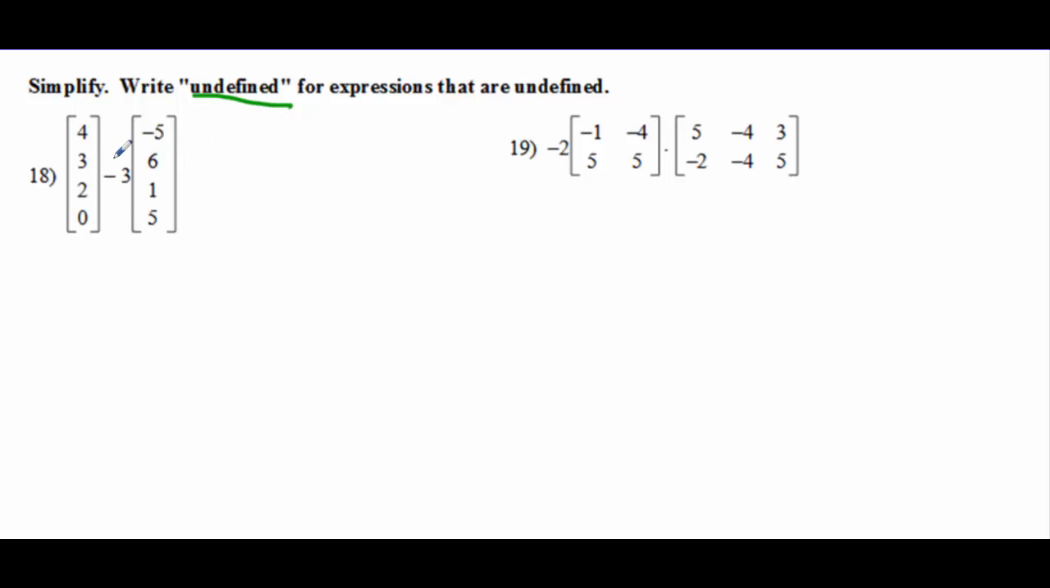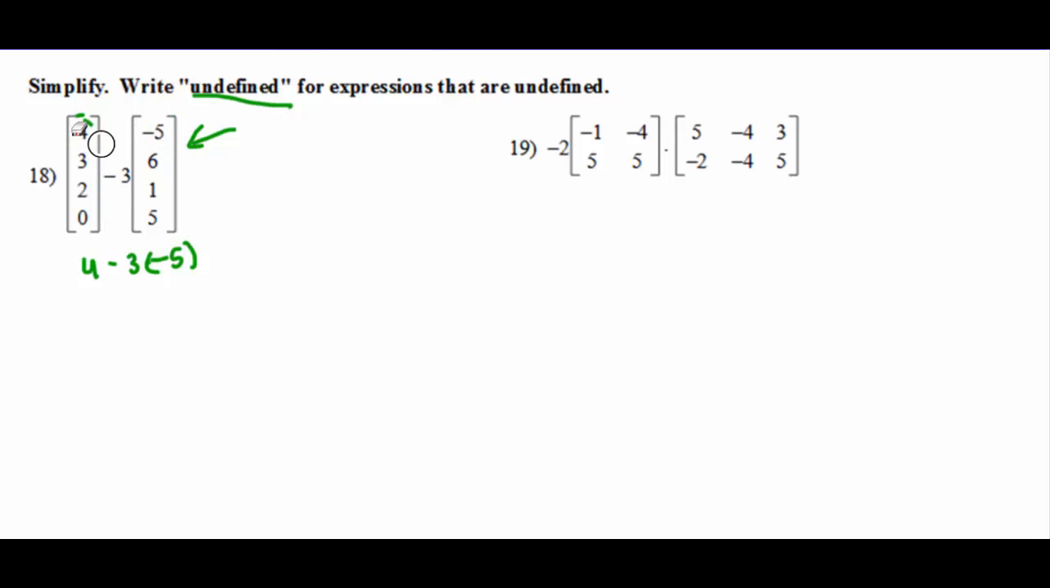Anyway, on 18, the trick to this is you either need to multiply a regular 3 into the second matrix and then subtract the matrices, or you can multiply by the whole -3 and then add in between them. Because basically what it's having us do is 4 minus 3 times -5, right? 4 is here, minus 3 times -5. And so that's going to be our first entry.